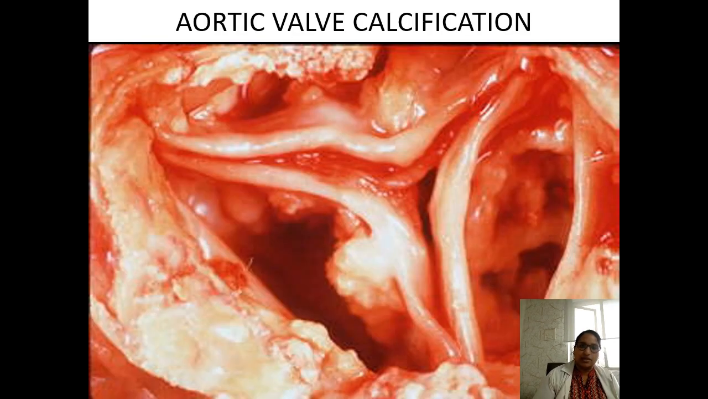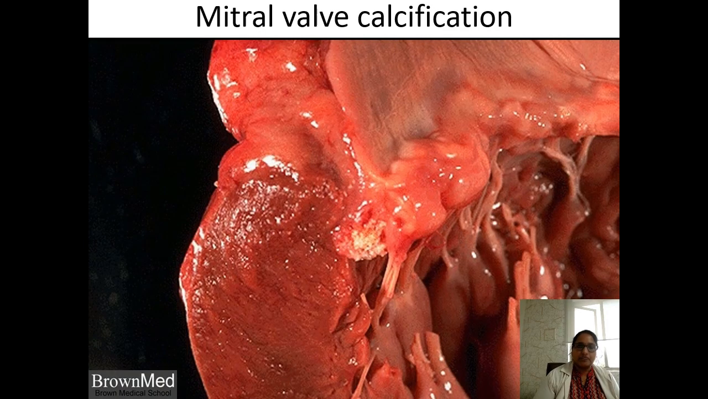And this is the aortic valve. These chalky white areas are nothing but calcification. These chalky white areas hinder the function of this aortic valve. These chalky white areas are pathological calcification. Mitral valve calcification: here we can see chalky white areas of the mitral valve. This is pathological calcification again.